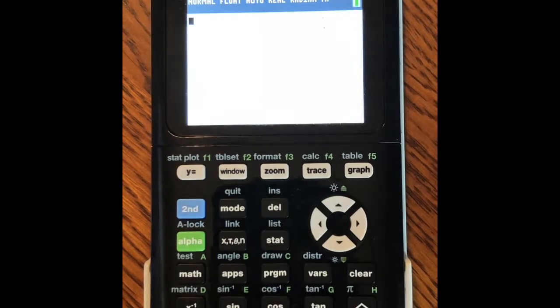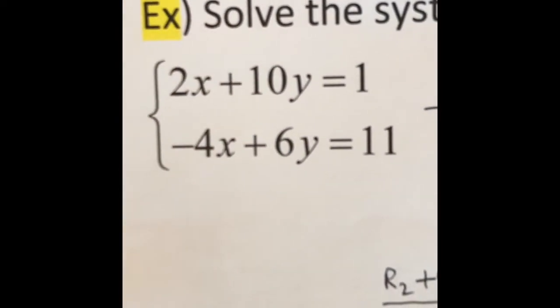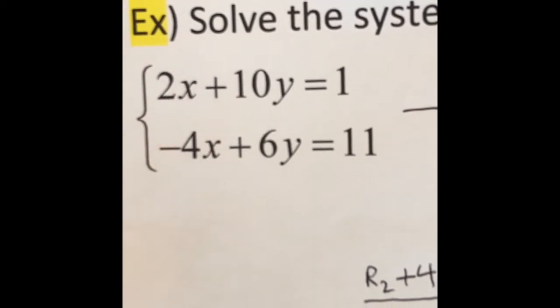Okay, what we're going to do now is explore the capabilities of our graphing calculator in terms of solving a system of linear equations using the Gauss-Jordan elimination method. We're just going to look at the example that we just looked at again, but now we're going to do all the row operations using our graphing calculator.